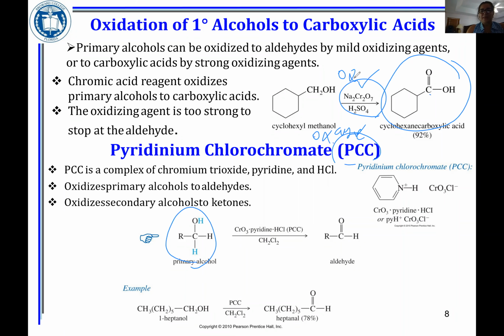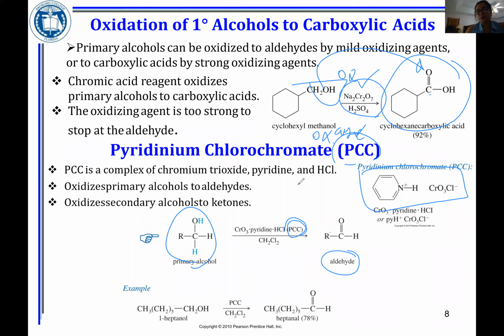The second thing you need to know is that PCC is a weak oxidizing agent and sodium dichromate is a strong oxidizing agent. What happens if you add sodium dichromate to a primary alcohol? It would go directly to carboxylic acid. But if you add PCC, pyridinium chlorochromate, this is the structure, then the reaction is going to stop at the aldehyde stage because this is a weak oxidizing agent.